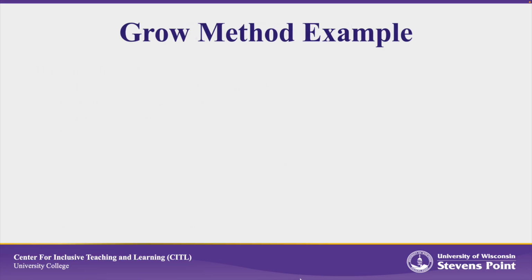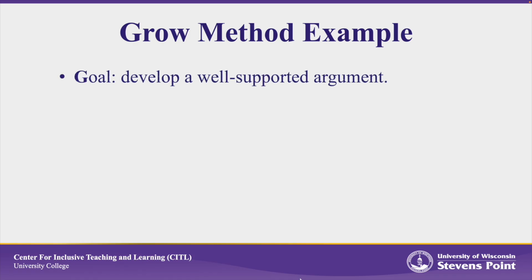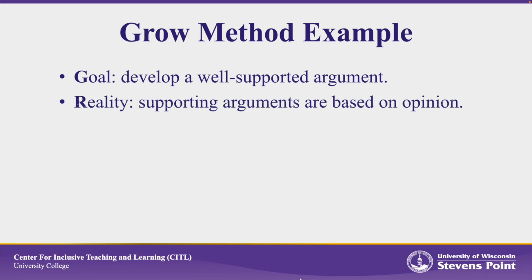Here's an example. In your feedback to a student, you might identify the goal, saying, "You aim to develop a well-supported argument about the ethical implications of AI in education. That's an ambitious and relevant topic. Great choice." The reality. "Right now, your thesis is clear, but your supporting arguments rely heavily on opinions rather than evidence. In paragraphs 2 and 4, for instance, you make strong claims, but don't include citations or examples from the reading or outside sources."